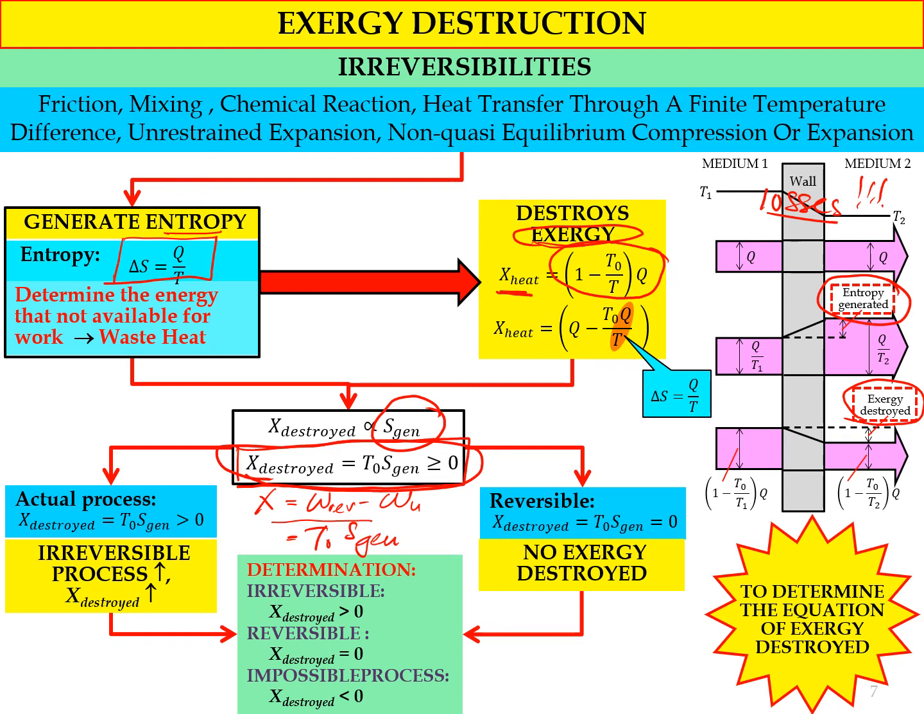S generation. For a reversible process, exergy destroyed should be 0. This is common sense. There will be no entropy generation, so there will be no exergy destroyed because it's reversible. But in an actual process, the exergy destroyed, which is calculated as T naught multiplied by entropy generation, is going to be bigger than 0.